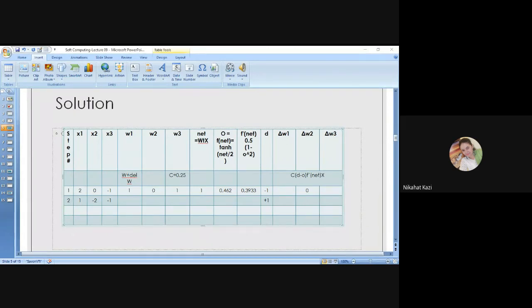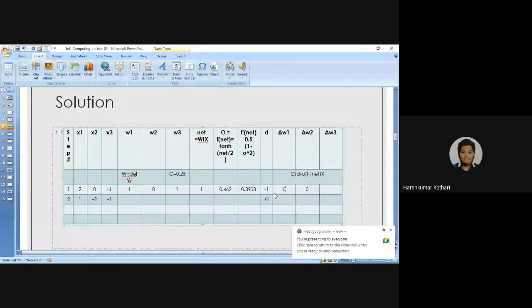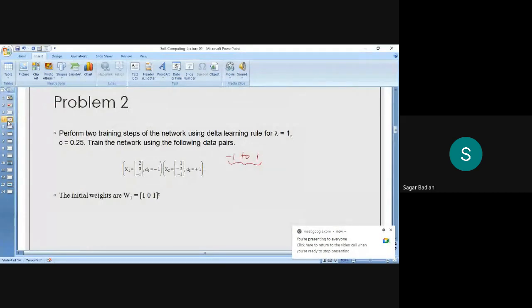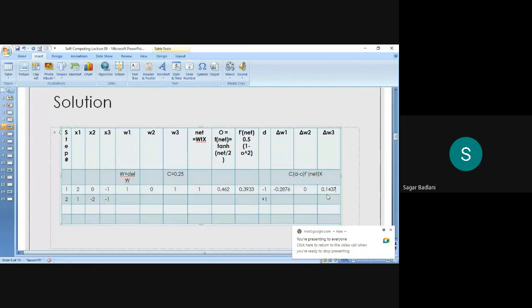So delta W1. What is delta W1? Minus 0.2876. Delta W3: 0.14375. Okay. Now next step. What is the next step?